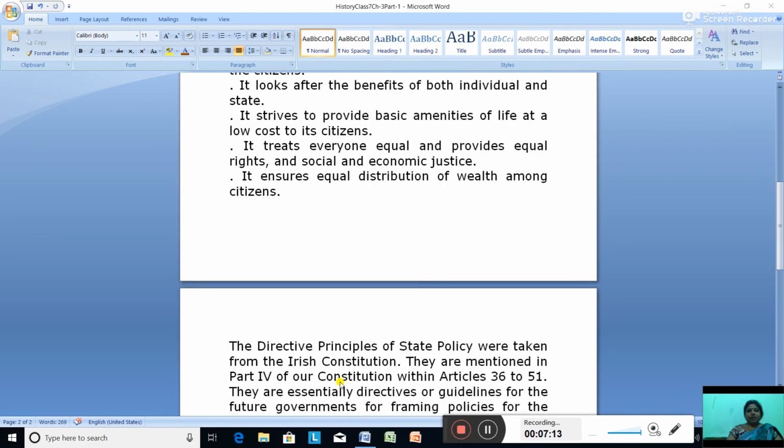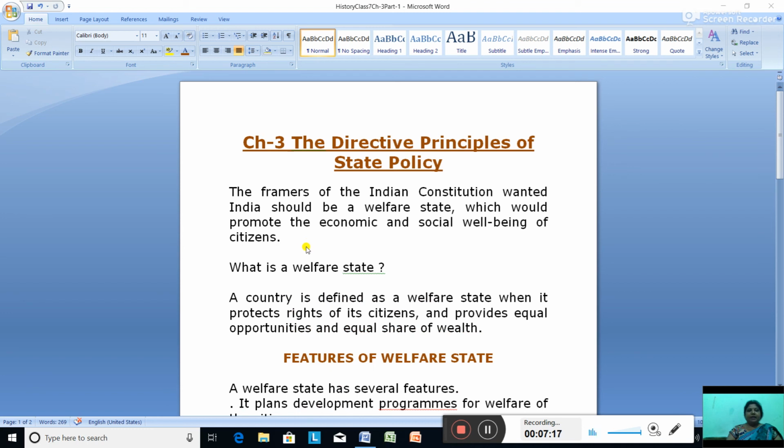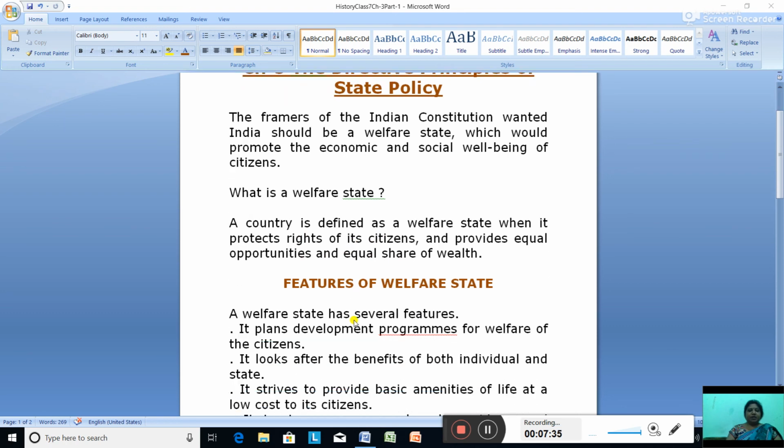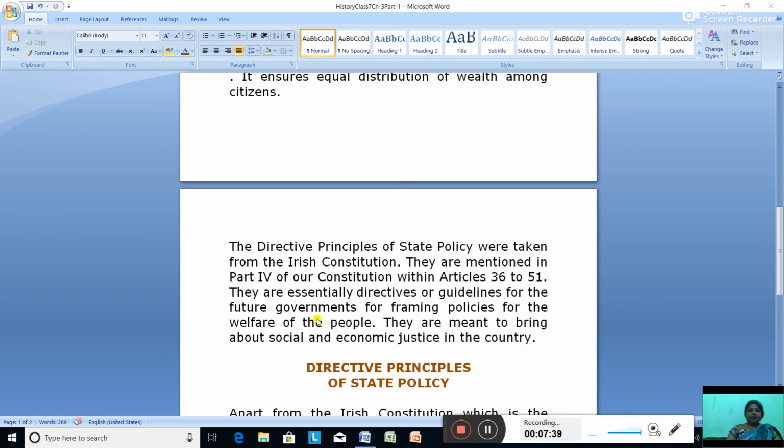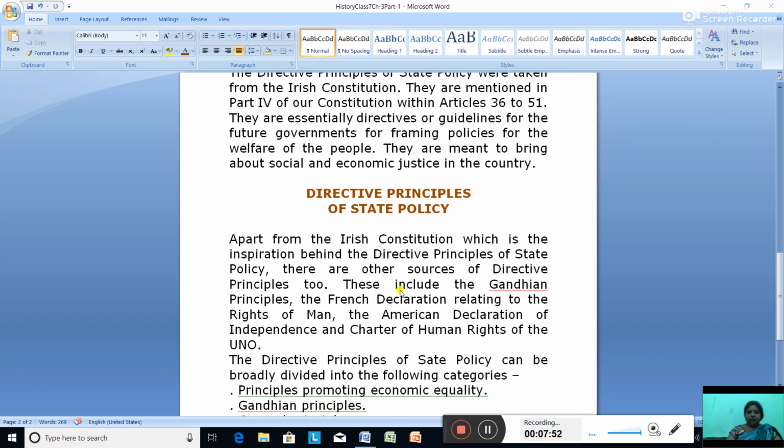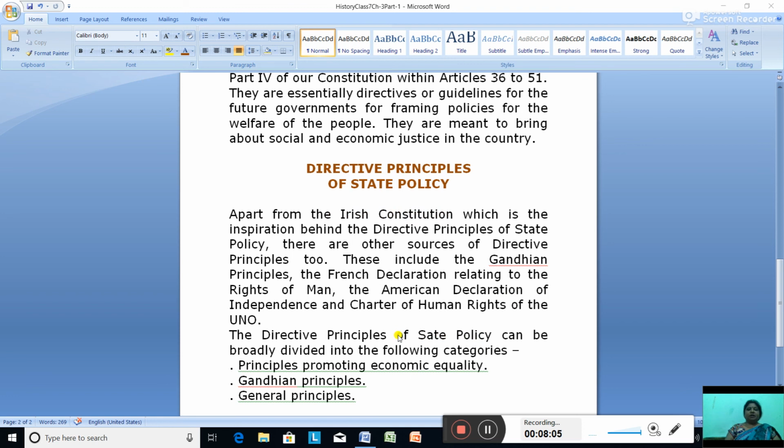In today's class, you studied why the directive principles are included in our constitution: to achieve a welfare state and promote the economic and social well-being of citizens. Then you studied what a welfare state is, with equal opportunity, equal share of wealth and protection of the rights of citizens, and its features. You studied that the idea of directive principles is taken from the Irish Constitution and is mentioned in Part 4, Articles 36 to 51. The other sources are Gandhian principles, the French Declaration relating to the rights of man, the American Declaration of Independence and the Charter of Human Rights of the UNO. The directive principles can be broadly divided into three categories: principles promoting economic equality, Gandhian principles and general principles. Please learn this. Thank you.